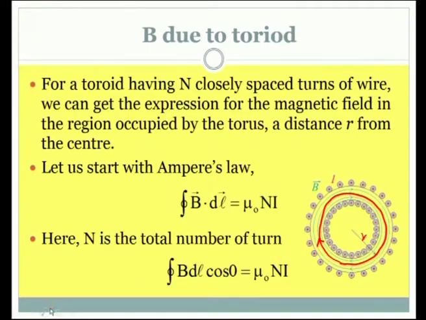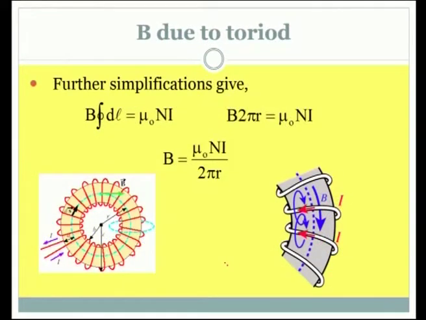and here also the angle between the magnetic field B and the elemental length of the circuit loop dl is zero, they both are in the same direction. So, cos 0 will become 1. So, the steps become very easy. The further simplifications give us the expression for magnetic field produced by a toroid.